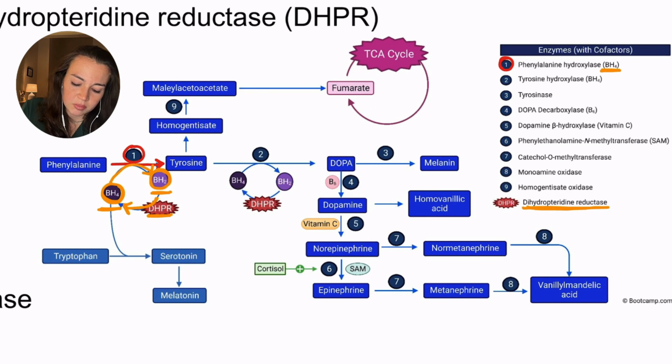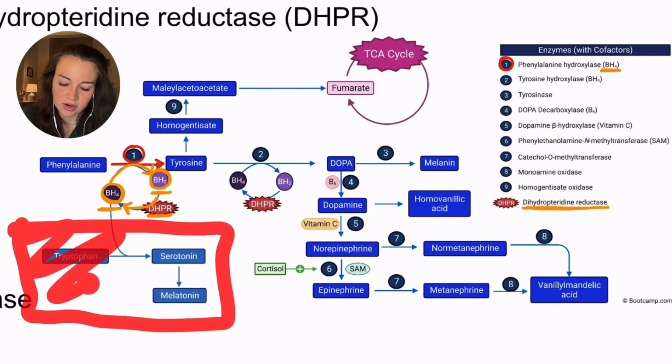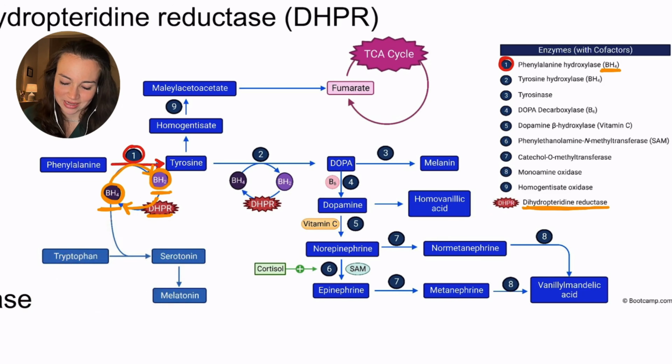As you can see, BH4 is used in a couple of other reactions across the diagram, including tryptophan breakdown. Don't worry about this tryptophan stuff for now. We're going to cover this in a future video, okay? It'll come back. So back to the outline.